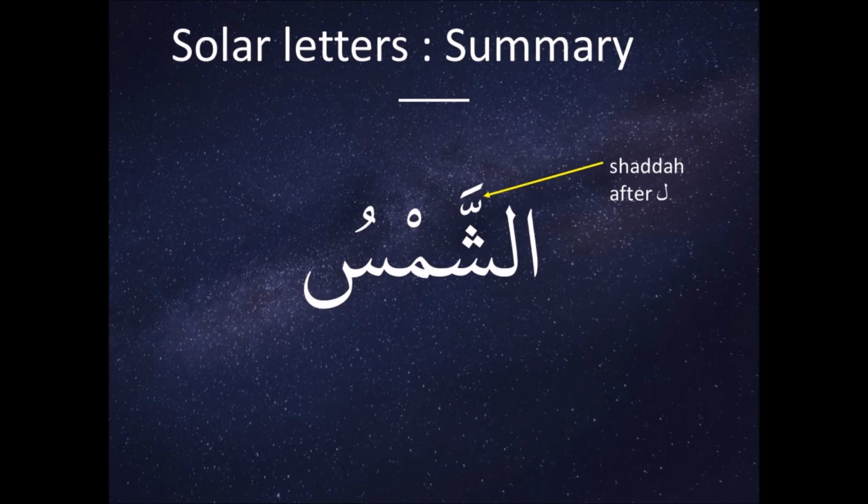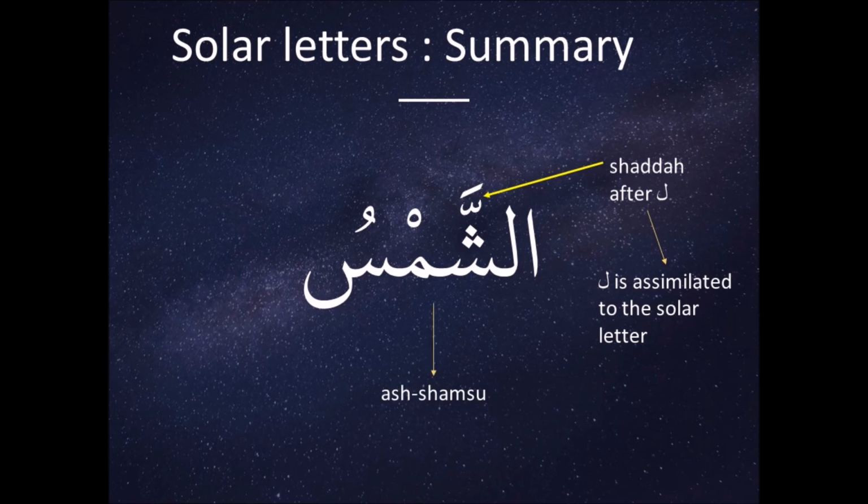Solar letter summary. There is shaddah after lam. Lam is assimilated to the solar letter, so we read it ash-shamsu.